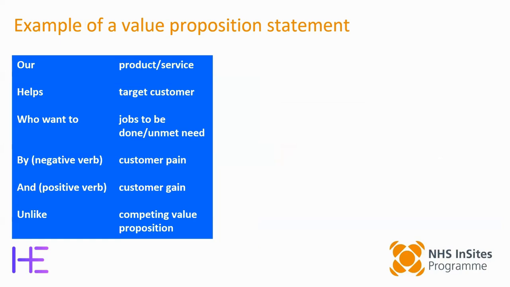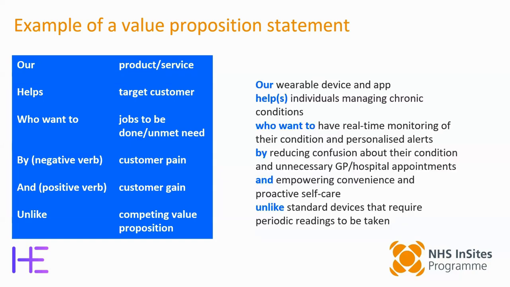So on this slide, using the template that I just showed before, here is an example of a value proposition statement in a healthcare context. So our wearable device and app helps individuals managing chronic conditions who want to have real-time monitoring of their condition and personalised alerts by reducing confusion about their condition and unnecessary GP or hospital appointments, and empowering convenience and proactive self-care, unlike standard devices that require periodic readings to be taken.